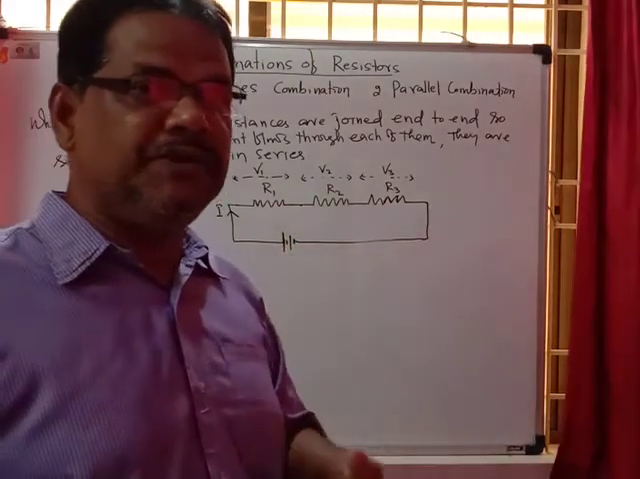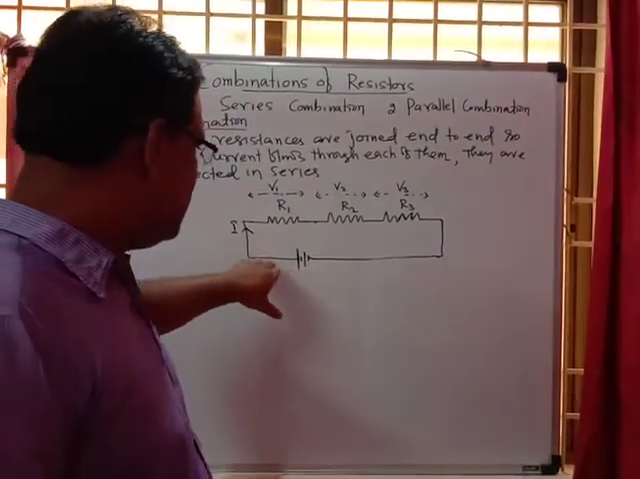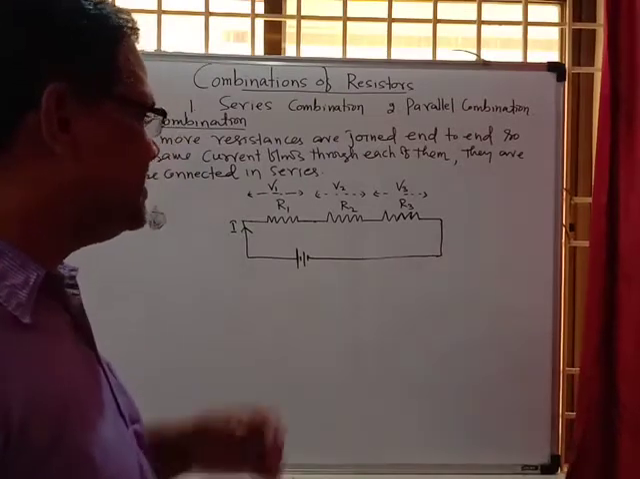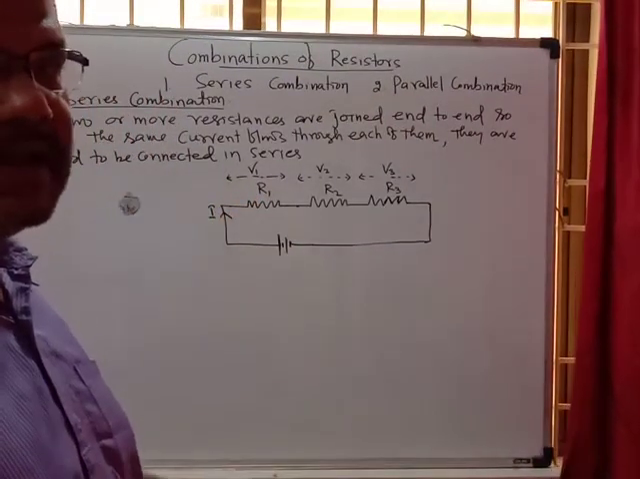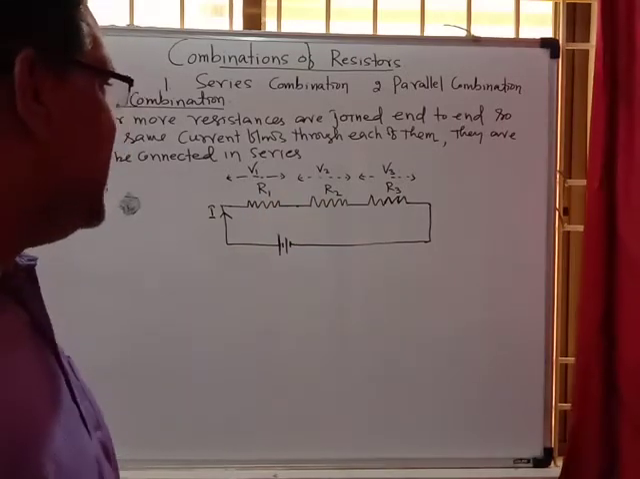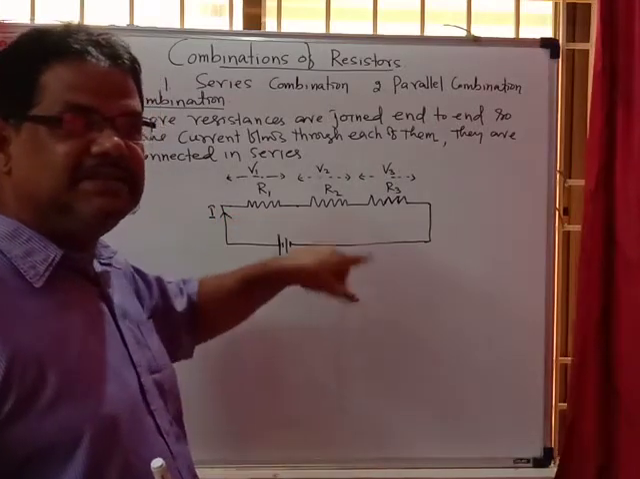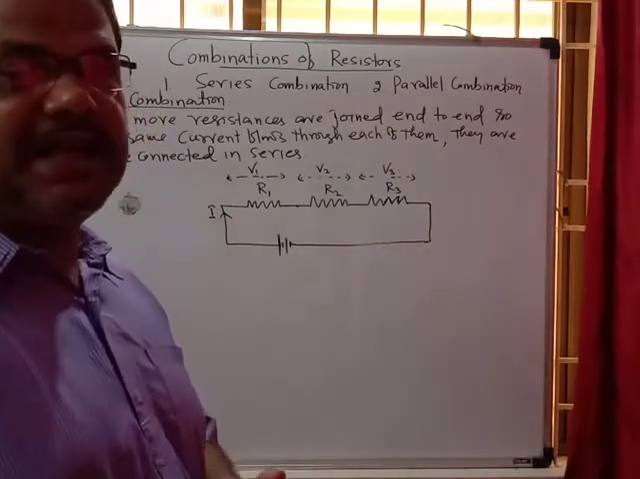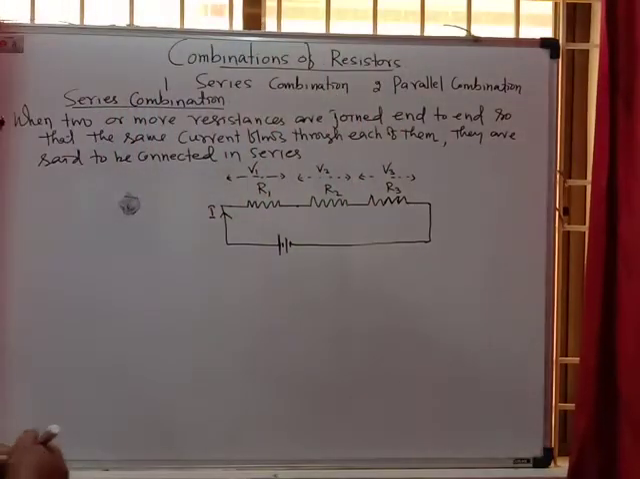Whatever current is drawn from the battery, because the battery is connected to the resistors here, that same amount of current will be flowing through resistors R1, R2 and R3, if R1, R2, R3 are the three resistors connected in series. And the important thing is, what is the potential difference across the resistors? The potential difference across each resistor will be different.